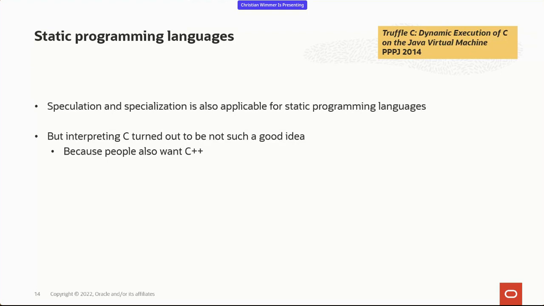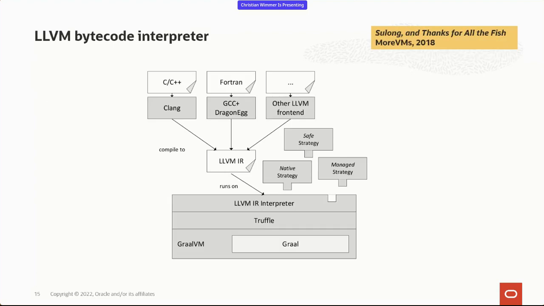But as soon as you start doing something in C, people come like, oh, well, what about C++ or Fortran or all these other statically compiled languages? So it turned out really writing an AST interpreter for C is not such a good idea, because what works for C, no one wants to implement for C++, because it's about 100 times the effort. But unfortunately, it's not really necessary to implement all of these languages separately, because there's LLVM. And so what we did instead is implement a generic interpreter for LLVM bitcode.